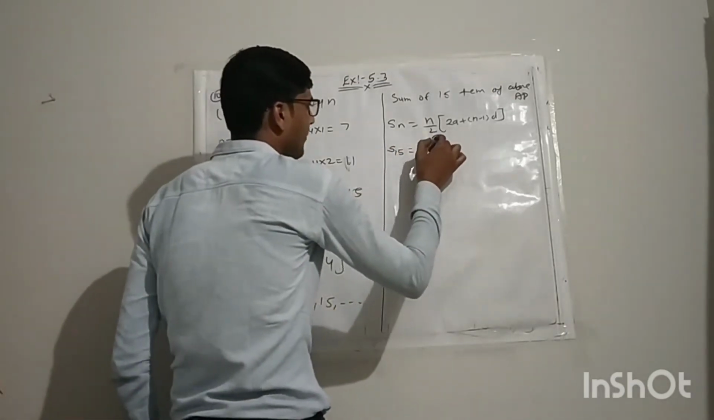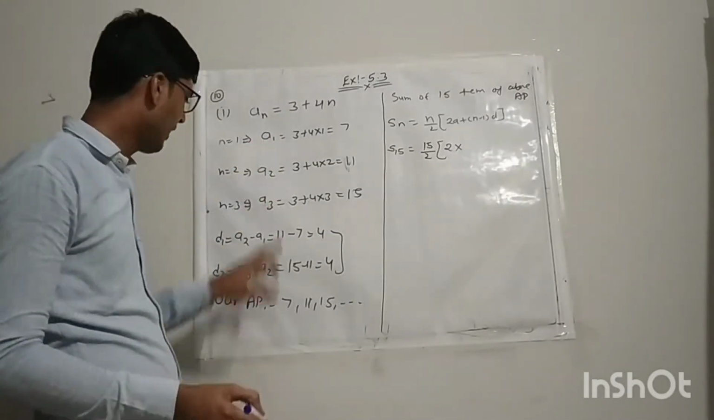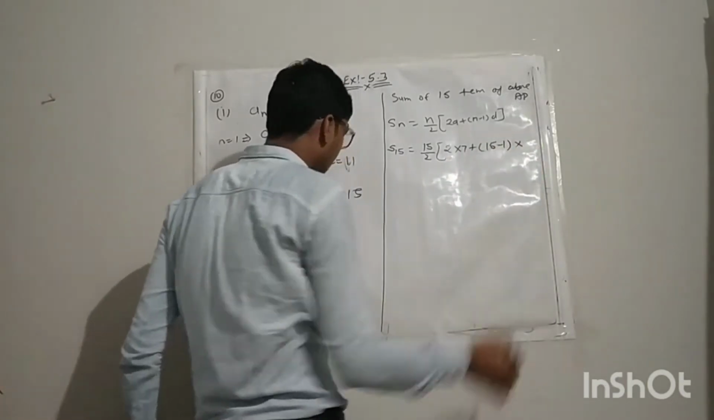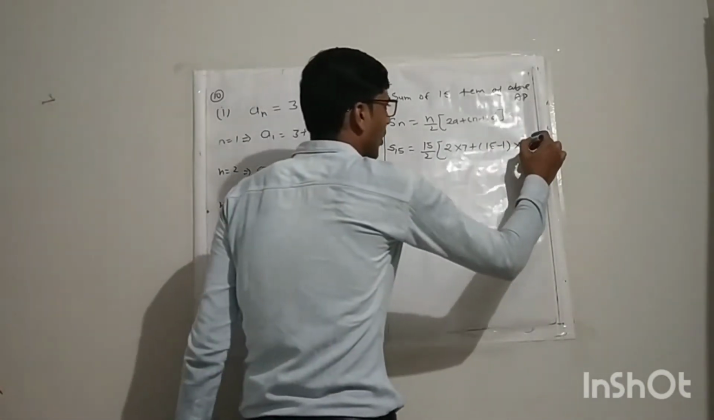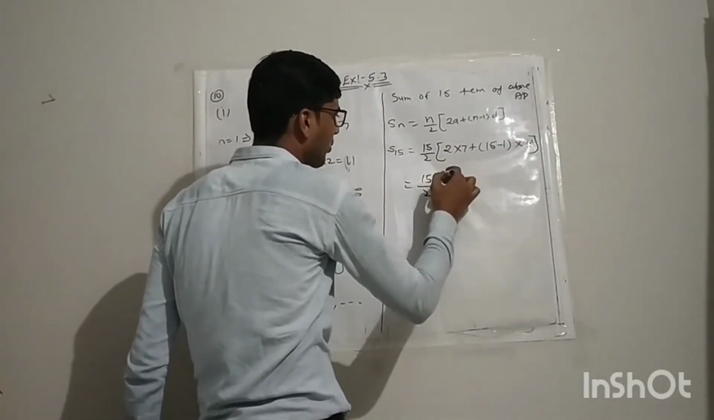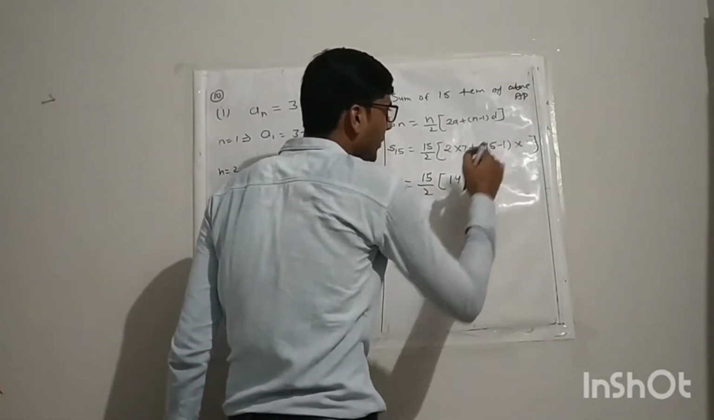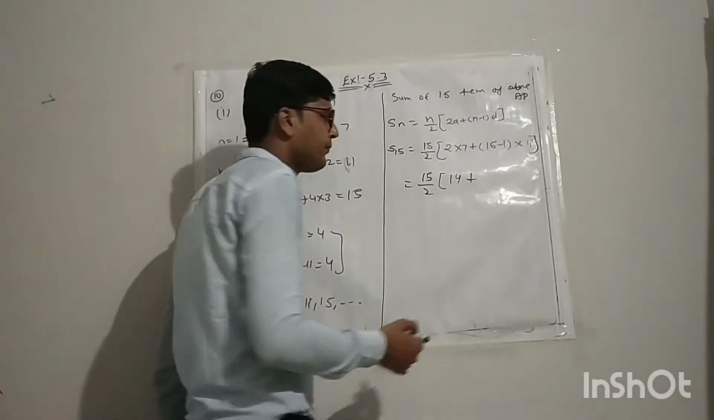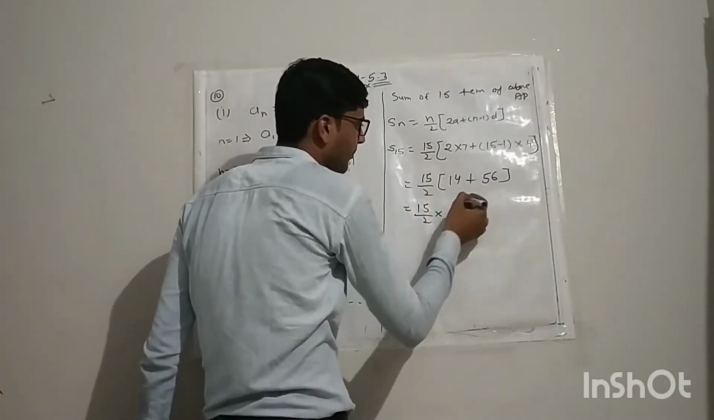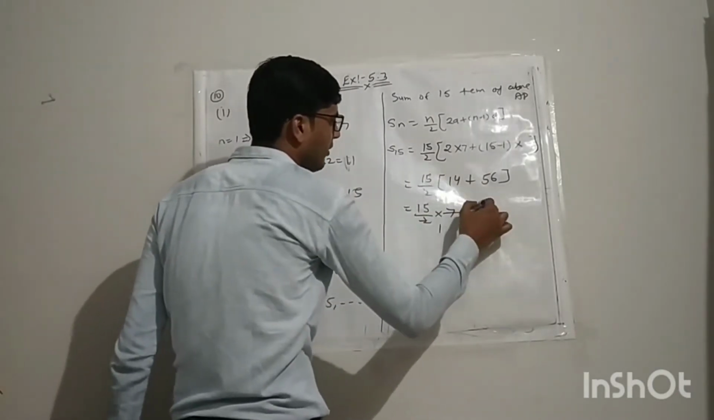So simply 15 upon 2 and 2 into the value of a. A1 is also our a. So a is 7, plus n is 15 minus 1, and the value of d is the common difference, 4. So we simplify this bracket. So 15 upon 2, it becomes 2 7s are 14 plus 15 minus 1 is 14, and 14 4s are 56. So simply 15 upon 2 into 70. So 2 35s are 70, so 35.